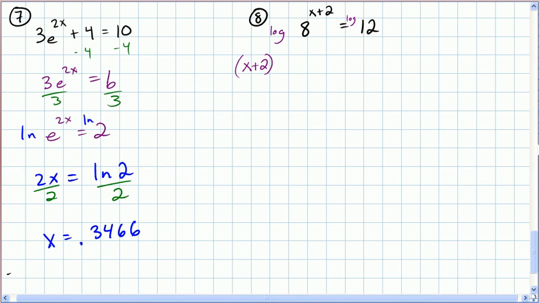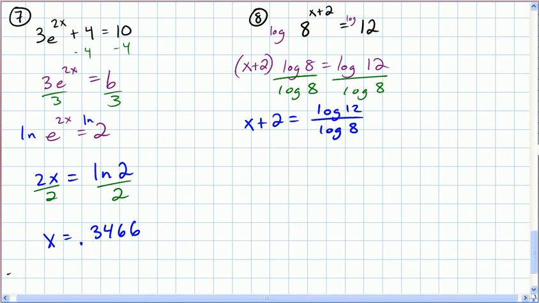And this one you could do a couple different ways. You can just divide by log 8 first, and then subtract 2. Or you can distribute your log 8. I'm going to divide by log 8. That will give us x plus 2 equals log 12 divided by log 8. We will then want to subtract 2 from both sides. And typing that in our calculator, we should get an answer of negative 0.8050.